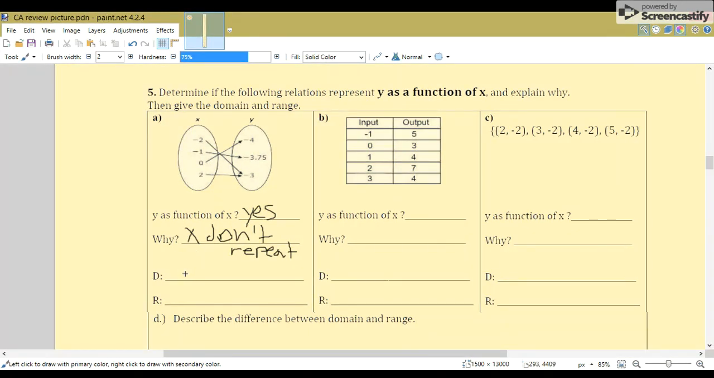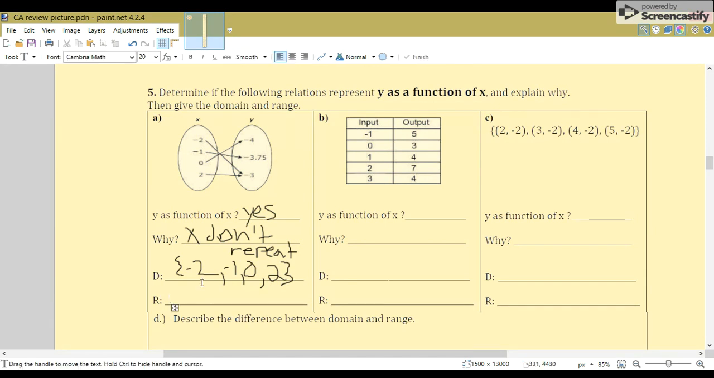Domain, left, right, x. We just list all the x values: -2, -1, 0, and 2. Okay, the range, down, up, y, we list all the y values: -4, -3.75, and -3.